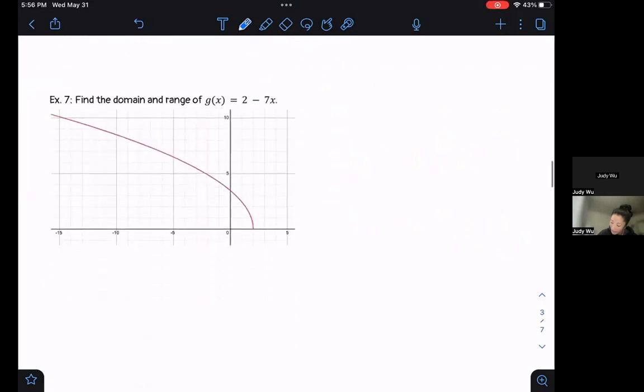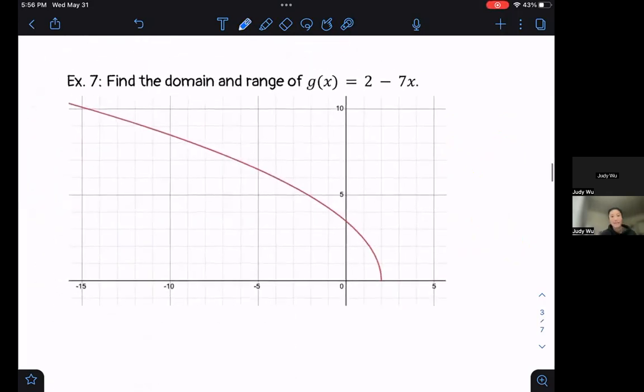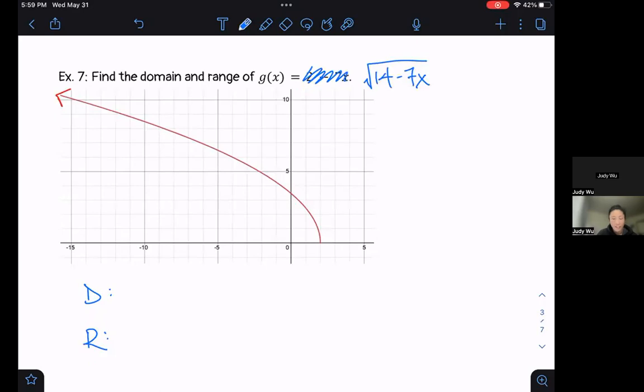All right, let's take a look at another example. Example 7, find the domain and range of g of x equals 2 minus 7x. All right, so we changed example 7. It is meant to be g of x equals the square root of 14 minus 7x, all right?